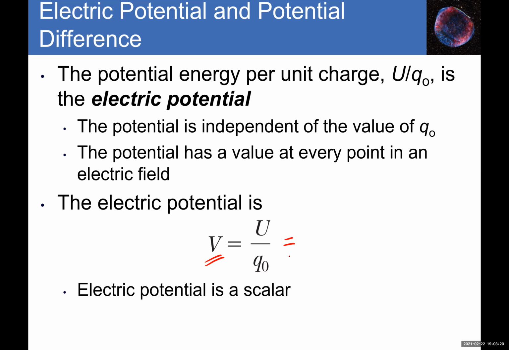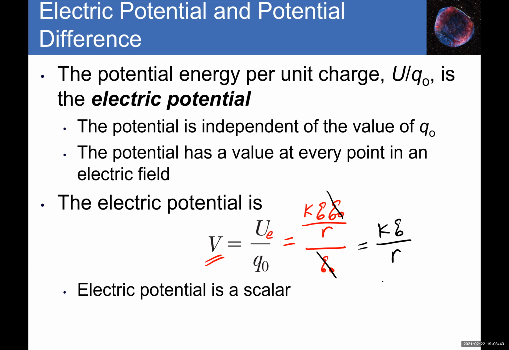Well, we know what the electric potential energy equation looks like. Let's say it's K Q Q naught over R. Then we divide this by Q naught. You can see if I divide by Q naught, then this Q naught is going to cancel out, and what I get is K Q over R.